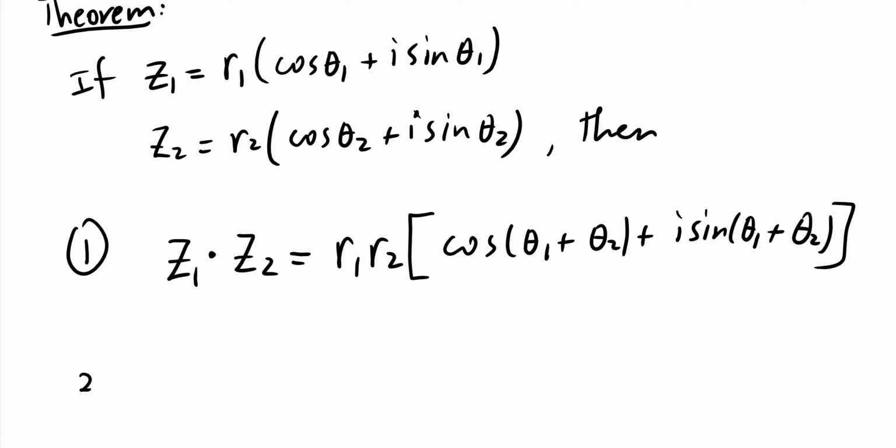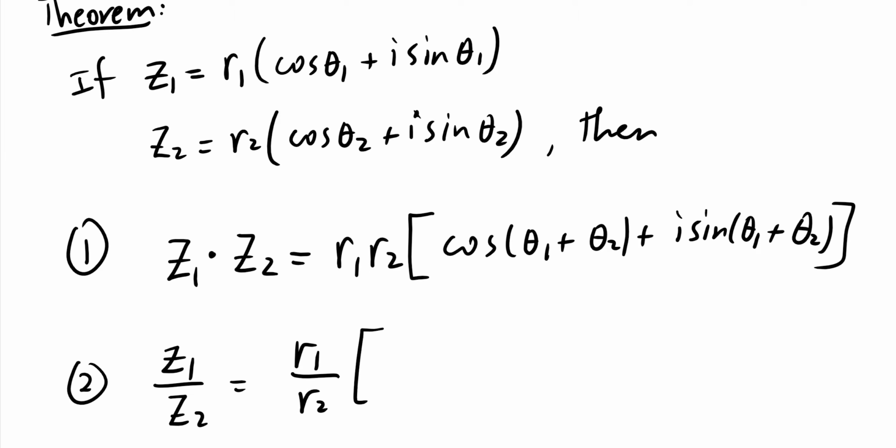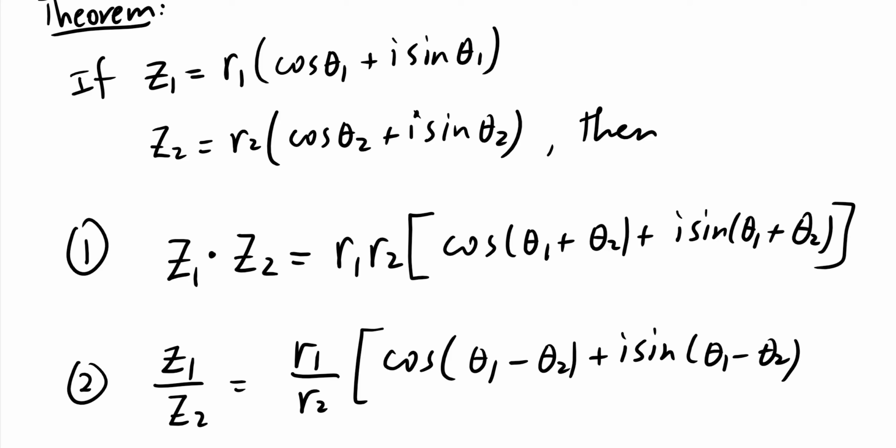That's for multiplication. For division, z1 over z2 would be r1 over r2 times cosine theta 1 minus theta 2 plus i sine theta 1 minus theta 2. So in the case of multiplication, we multiply the r's and add the angles. In the case of division, we divide the r's and then subtract the angles. That's what the theorem says.